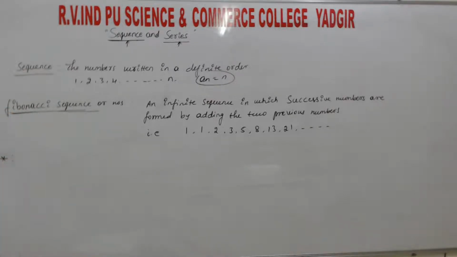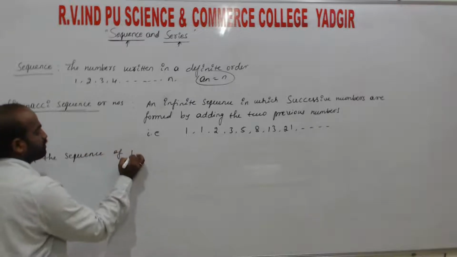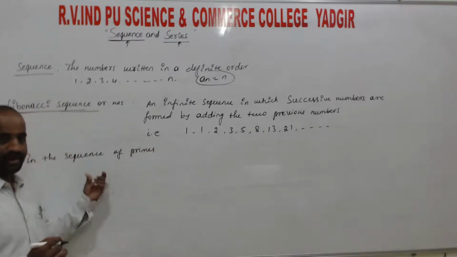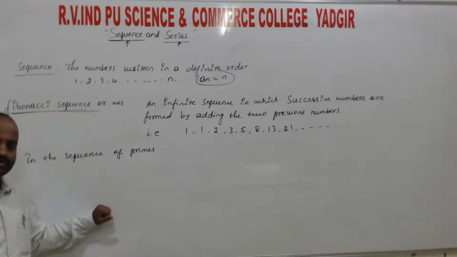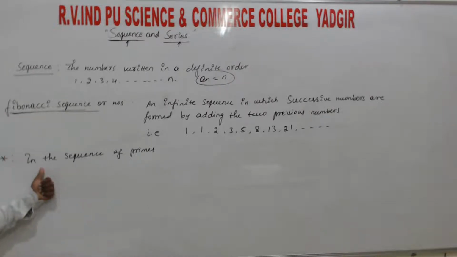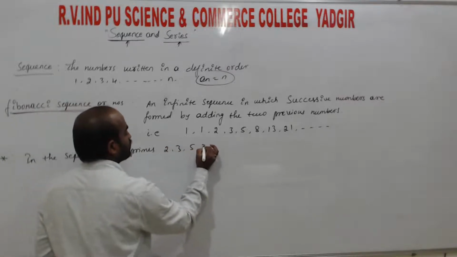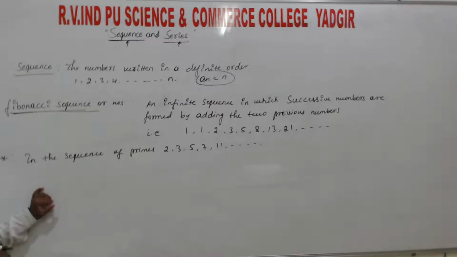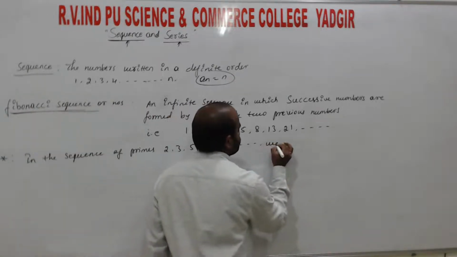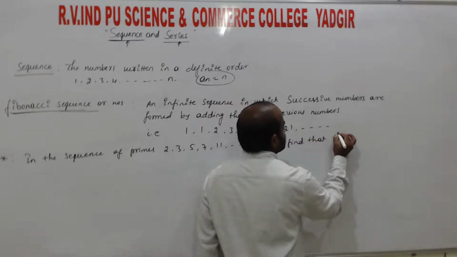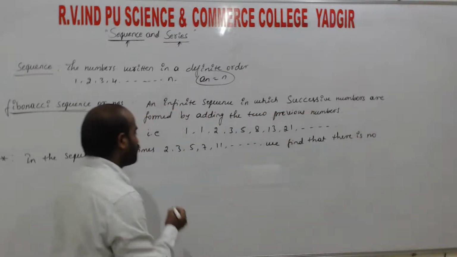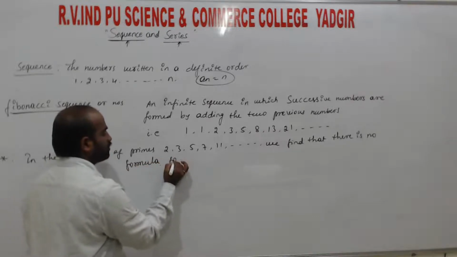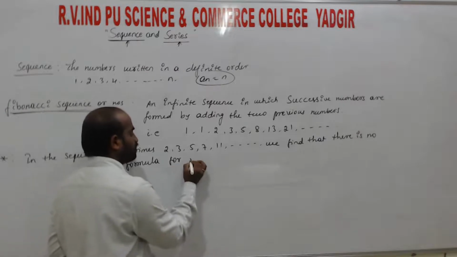Next, another point is there. In the sequence of primes, that is prime numbers, 2, 3, 5, 7, 11, and so on, we find that there is no formula for the nth prime.